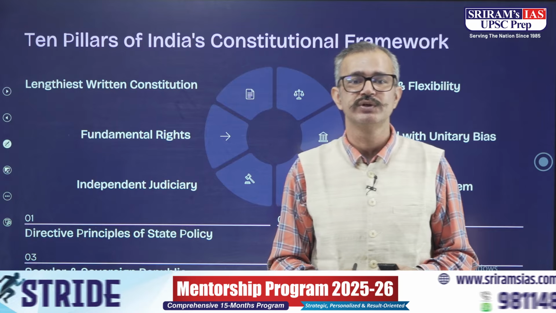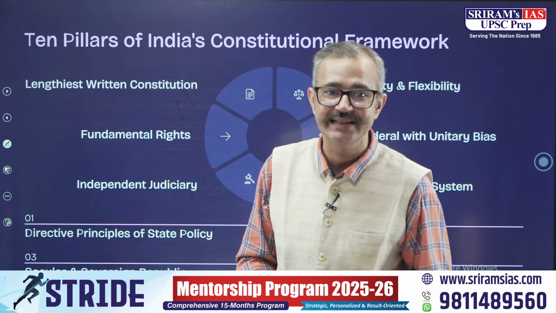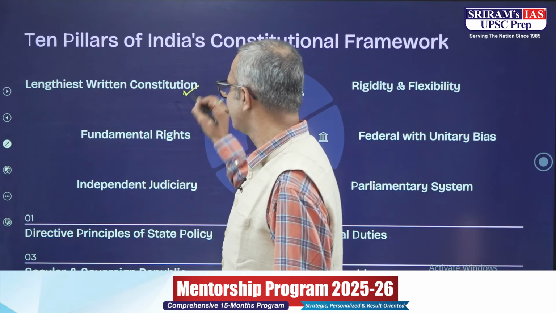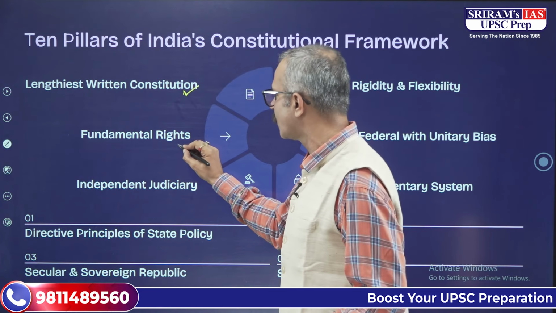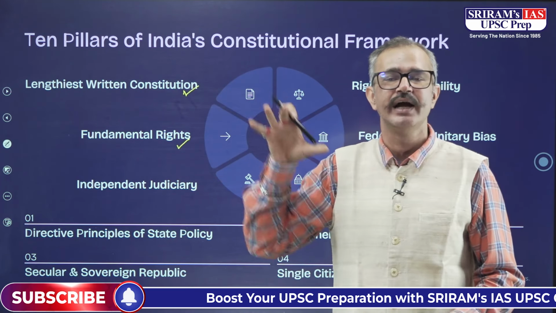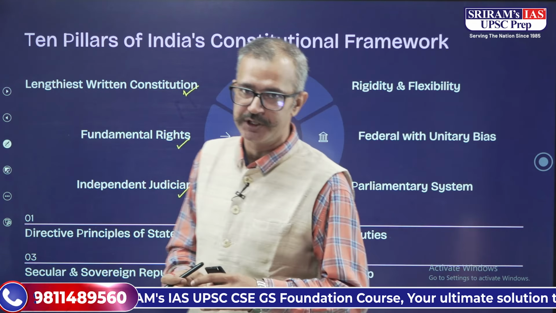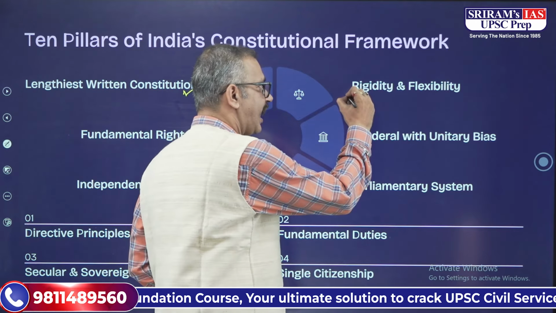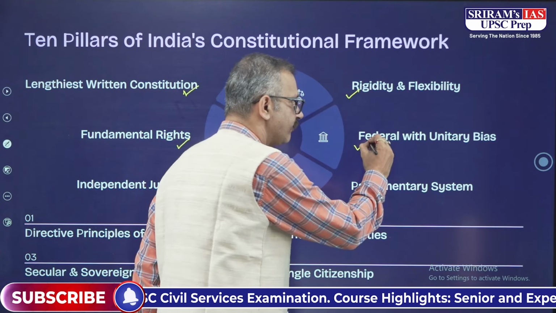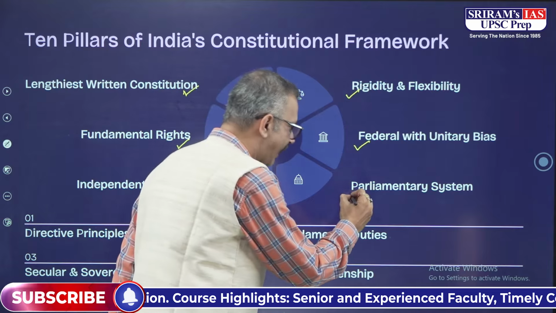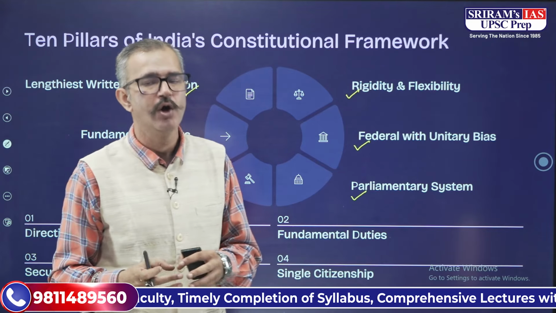Now, when it comes to the 10 pillars of India's constitutional framework, the first and foremost thing is that it is the lengthiest written constitution in the world even right now. We have more than 450 articles in our constitution, along with fundamental rights enshrined in the constitution itself. Along with that, we have an independent and also integrated judiciary in India. We are a blend of rigidity and flexibility, along with a blend of federalism with unitary bias. There is a parliamentary system that we have taken from the Westminster model of the UK.